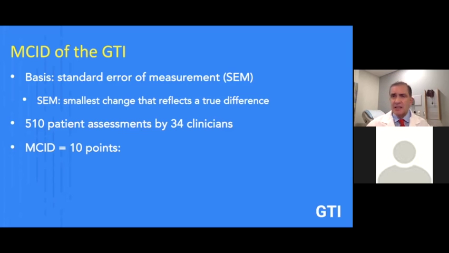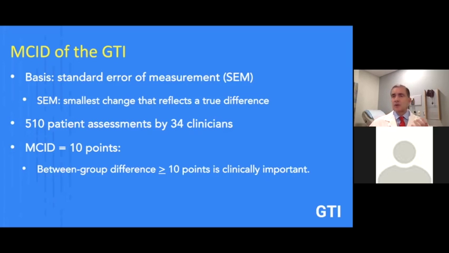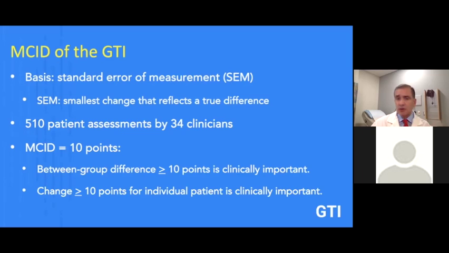The MCID determined in this validation study is 10 points. So what that means is that if there is a between group difference of greater than or equal to 10 points, then we interpret that as being clinically important. Similarly, if there is a change that exceeds 10 points, or is greater than or equal to 10 points, for an individual patient with regard to the cumulative worsening score or the aggregate improvement score, then that is also judged to be clinically important.